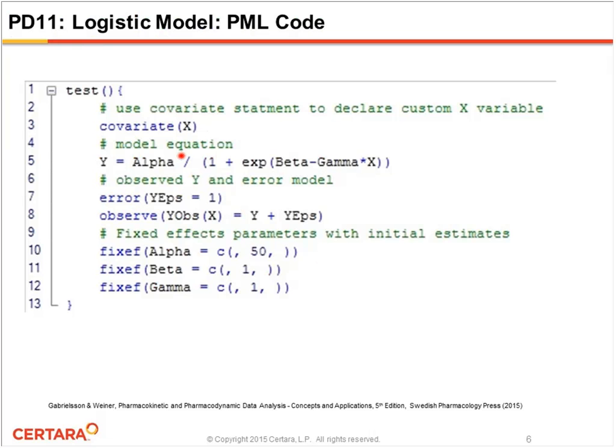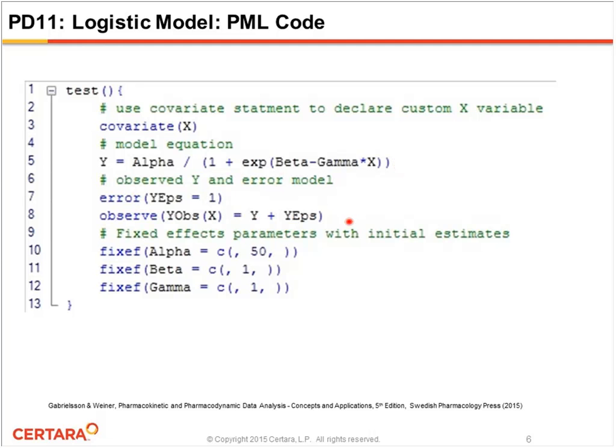Next, we have the model equation. In this case, it's y equals alpha divided by 1 plus e to the beta minus gamma times x. And since we're using y as our fitted function variable, we're going to observe y observed of column x equals y plus the epsilon for y, the residual error, where the initial estimate for y epsilon is 1.